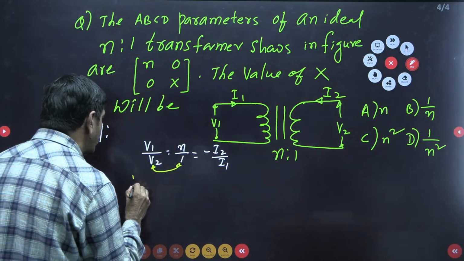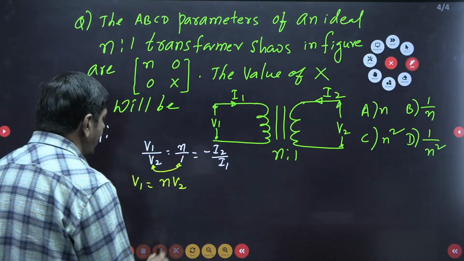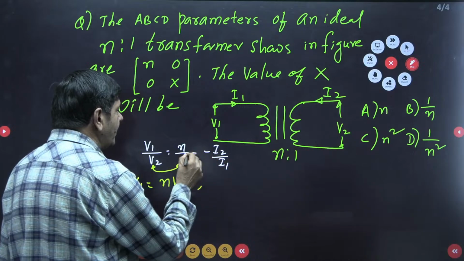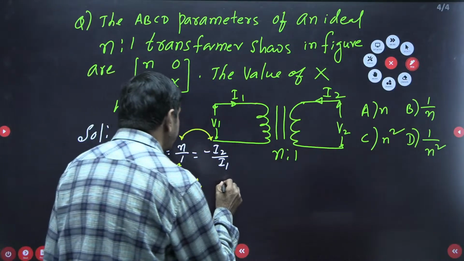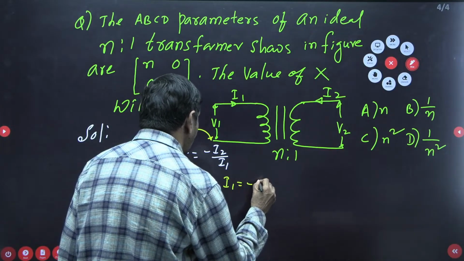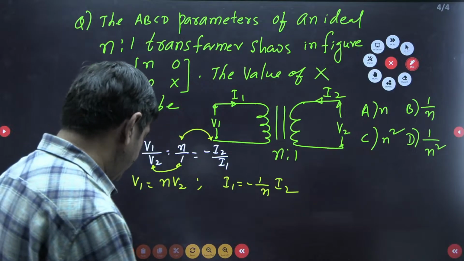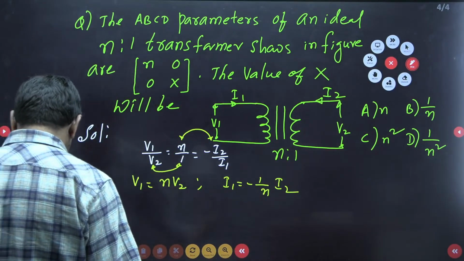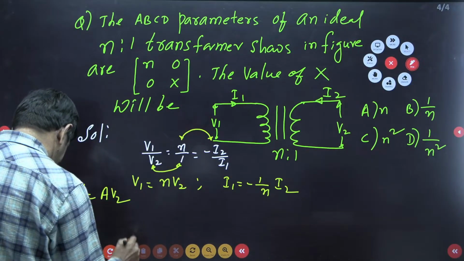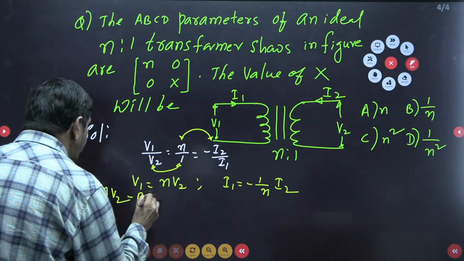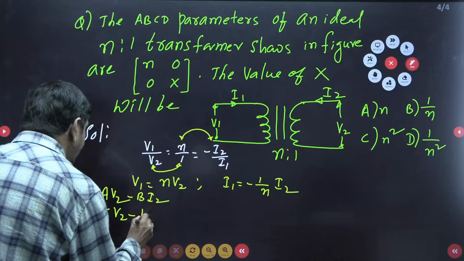What is V1? V1 equals N into V2, and I take this as equation number 1. And I get I1 from this relation: I1 is nothing but minus 1 by N into I2. You know very well what the T parameters are, as already given: V1 equals A V2 minus B I2, and I1 equals C V2 minus D I2.